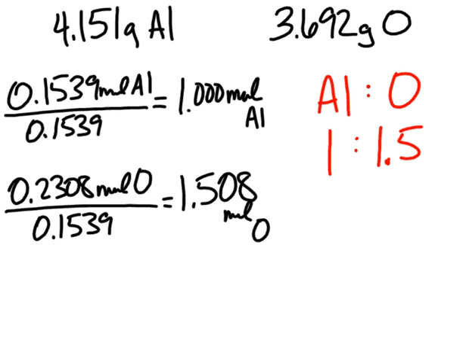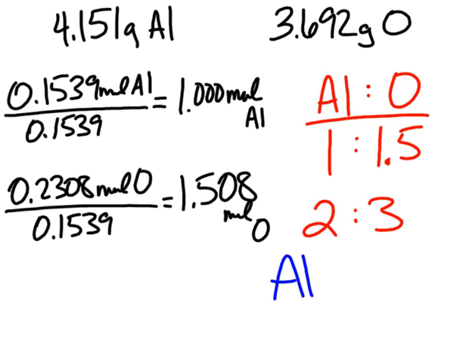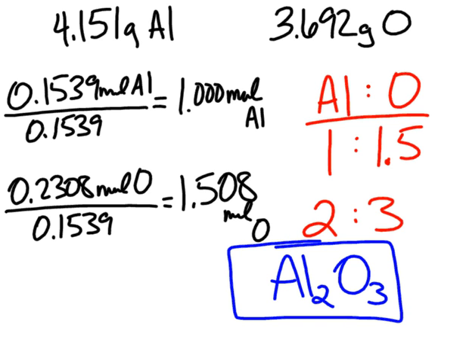But one way we can get rid of this, of course, is to double it. So the same thing as saying that it's a 1 to 1.5, I can also say it's a 2 to 3 ratio. Okay? And of course, I have a 2 aluminum to 3 oxygen ratio, I would write that like this: Al2O3. This would be the empirical formula for a sample that has 3.692 grams of oxygen and 4.151 grams of aluminum. Okay, this is what you'll be finding right there. Now I know this is the empirical formula because I cannot break these numbers down to any whole numbers that are smaller.